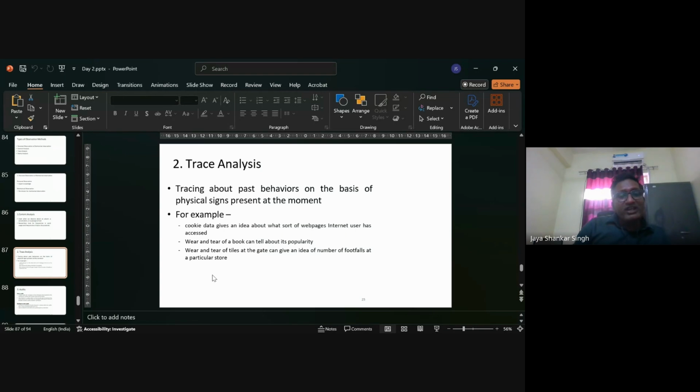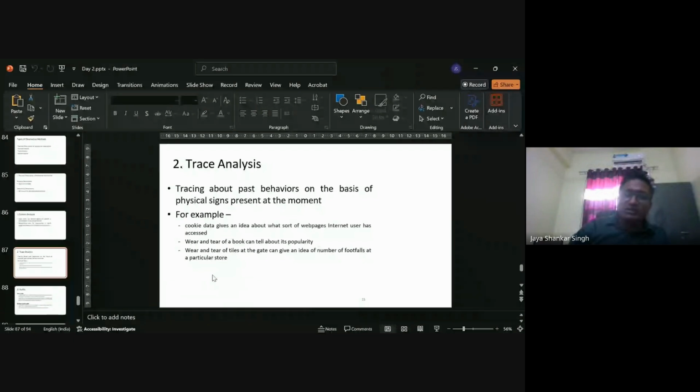For example, wear and tear of a book can tell about its popularity. Suppose you go to a library and you find a book in very pristine condition. You will get to know nobody is picking up this particular book. If there is more wear and tear, obviously a lot of people are reading that book. Wear and tear of tiles at the gate can give you an idea of the number of footfalls in a particular store. Okay, wear and tear, this is also good evidence.